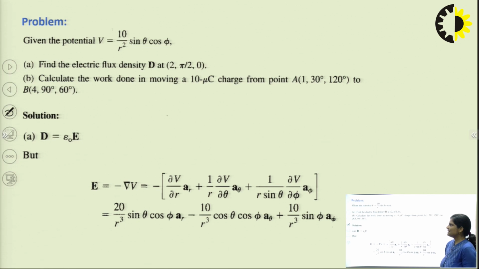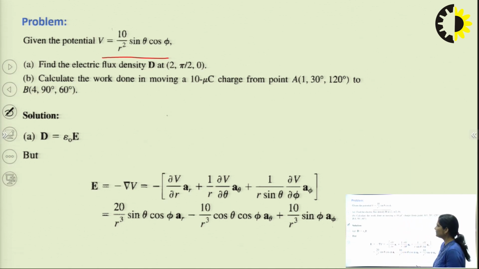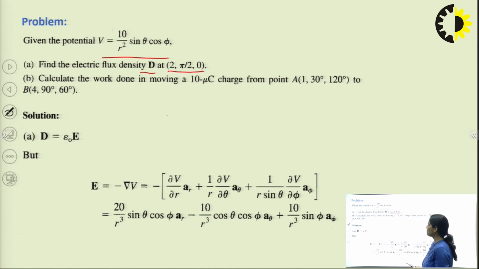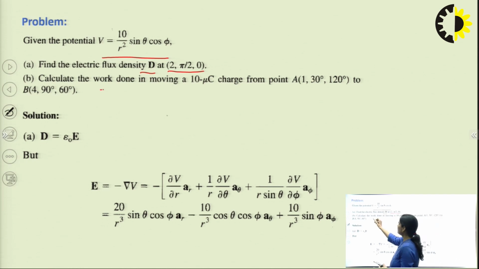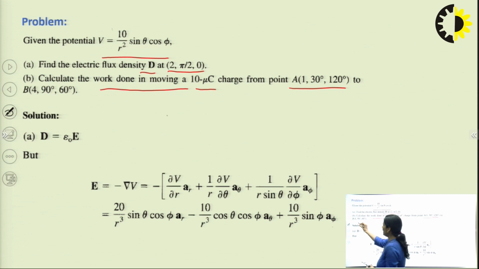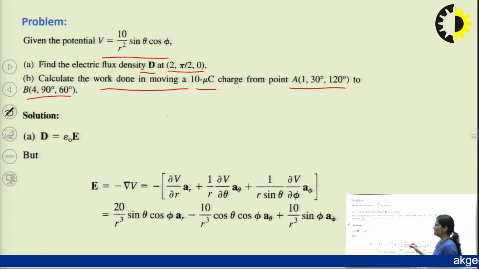So let us consider an example. Given the potential V is equal to 10 upon r square sine theta cos phi, find out the flux density, that is represented by D, at coordinate 2, minus 2 pi by 2, and the third is 0, and calculate the work done in moving a charge of 10 microcoulomb from point A to B, where A's coordinates are 1, 30 degree, 120 degree, and B's coordinates are 4, 90 degree and 60 degree.